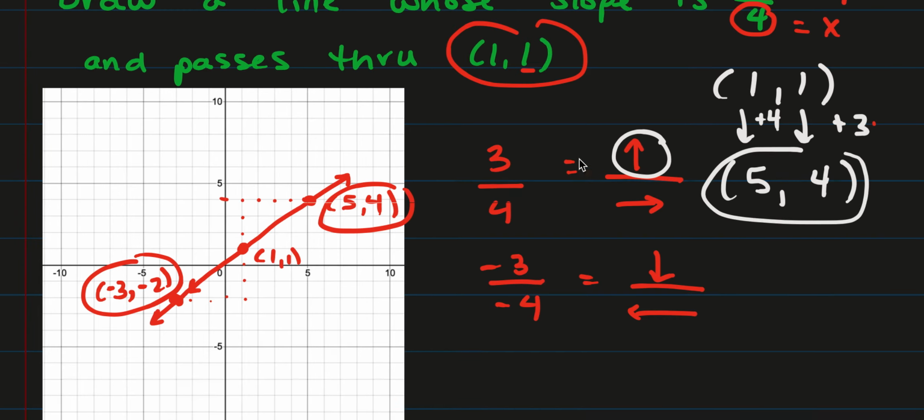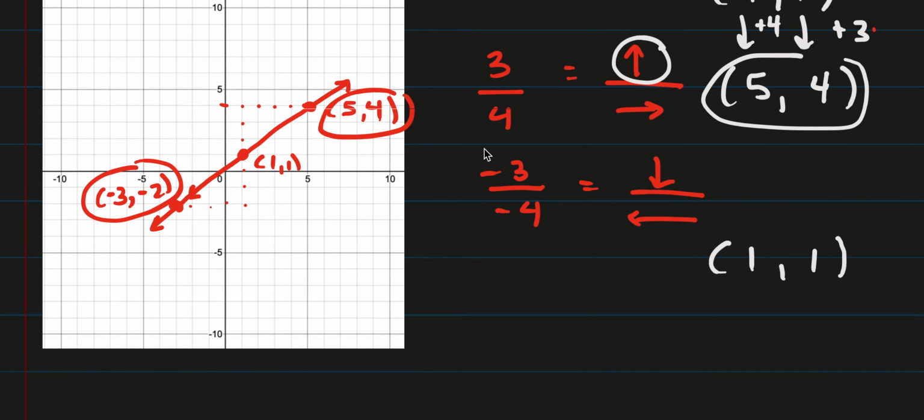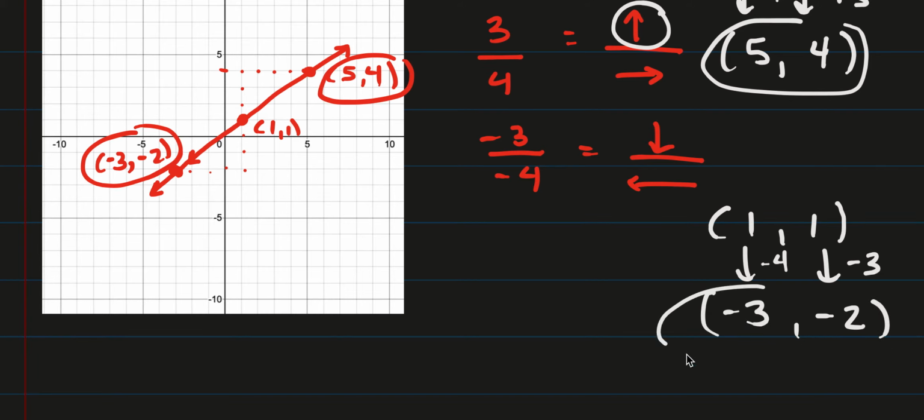Now we could also find this one. We had the point 1, 1, and we said that we could also think of it as going down 3 and to the left 4. So we could subtract 3 from this y coordinate and subtract 4 from the x coordinate to get -2, -3, which is exactly what I got when I drew this picture.